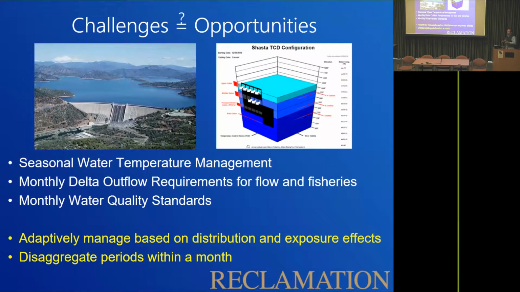And then I think another thing that people should be thinking about is when we're working on monthly average outflow targets or monthly average water quality targets, if there's ways to disaggregate those periods, that would really probably be beneficial because you might be able to have some flexibility in providing some kind of additional environmental flows during that month, but have the same average effect.